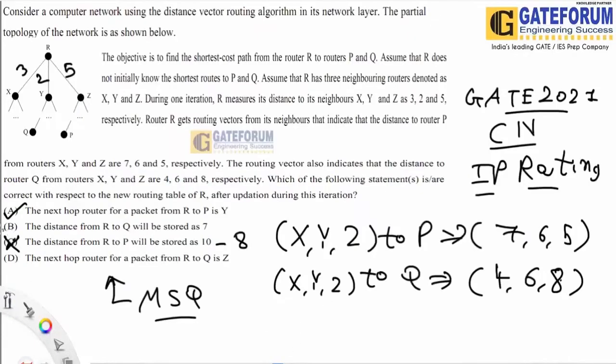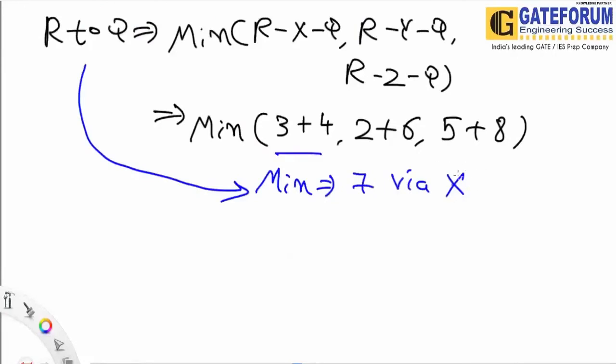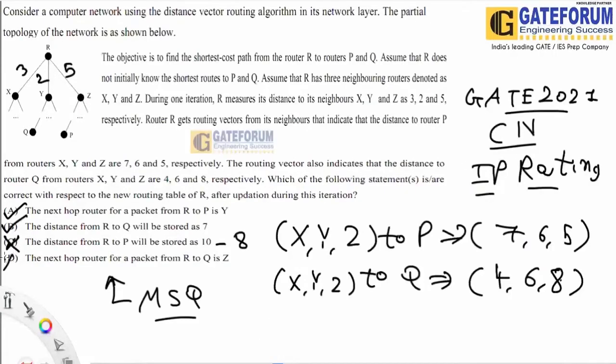So again, this is correct. The next swap router from R to Q is Z. We can again look here. It's basically X and not Z. So that's why this one is again false. So this is not Z. This is basically X. So we can say that here the answer is basically A comma B.